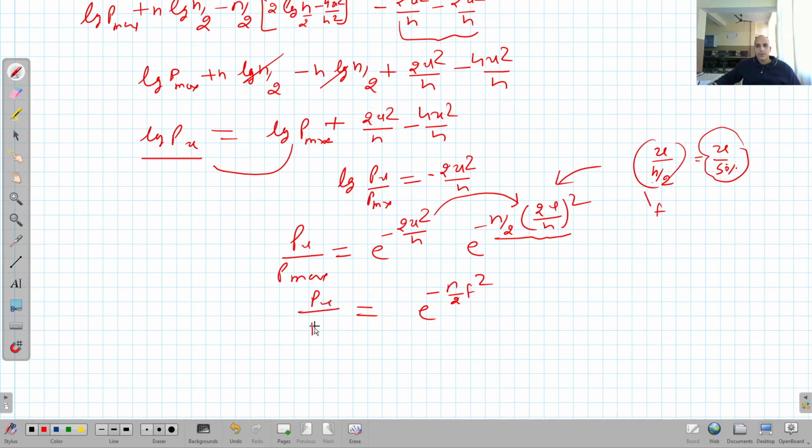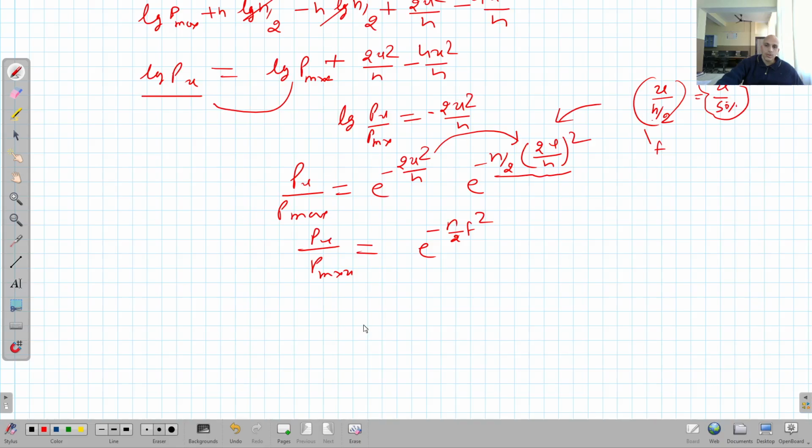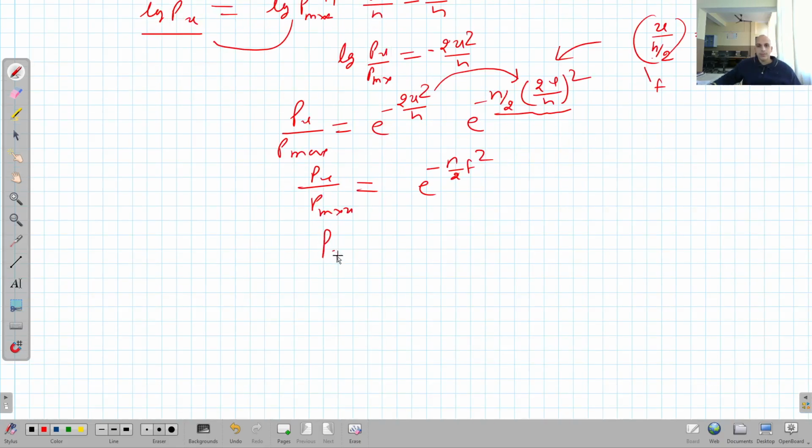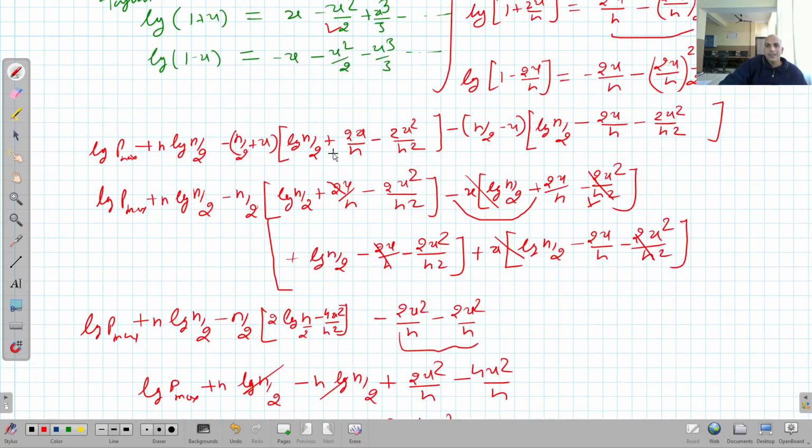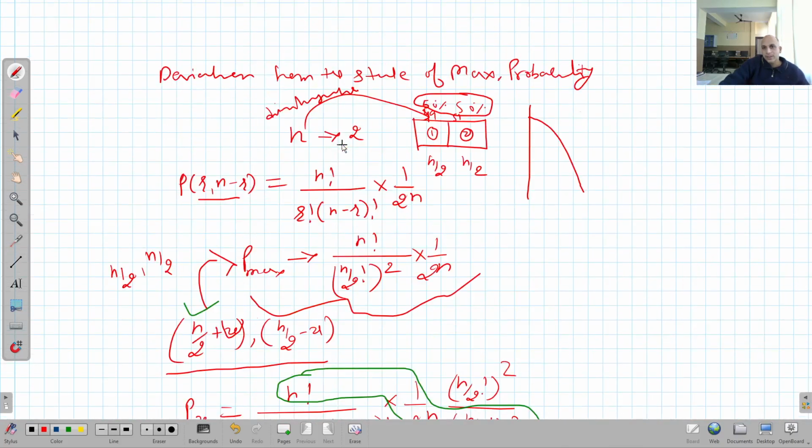Px upon p maximum, right? So I can write px is equal to p max into e raised to power minus n f square divided by 2. So this is the required expression for the probability of a new state that is fractionally deviated from the most probable state, right? So now I am going to do the analysis of this relation. This is equation number 1. This is the result of this entire discussion, entire mathematics that we did during this entire article.